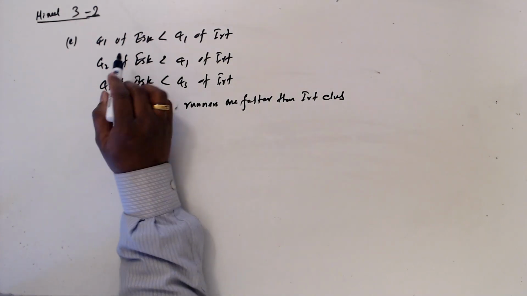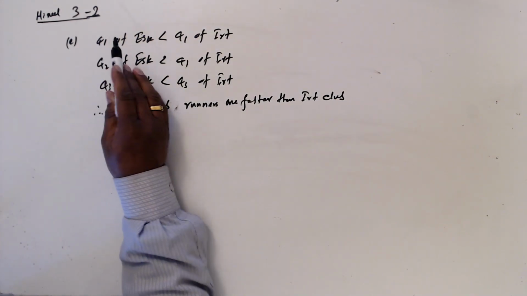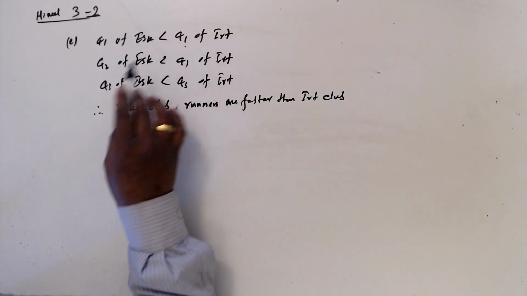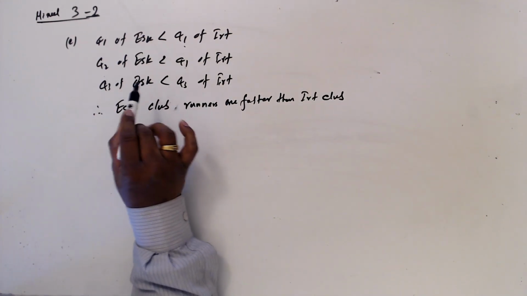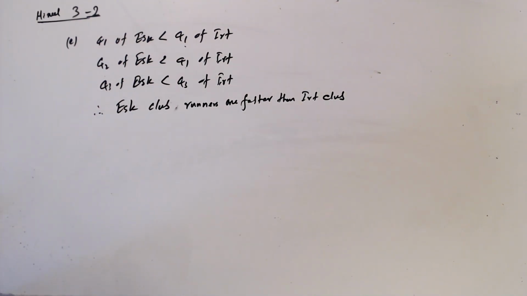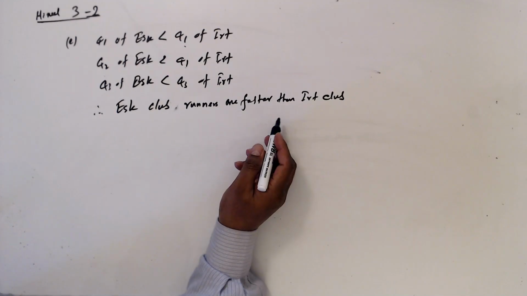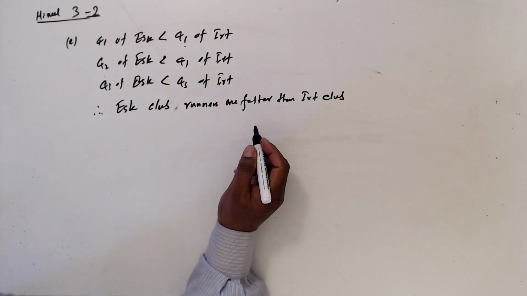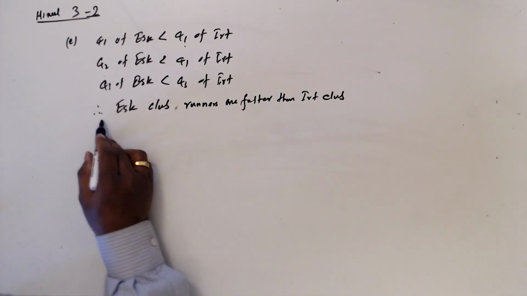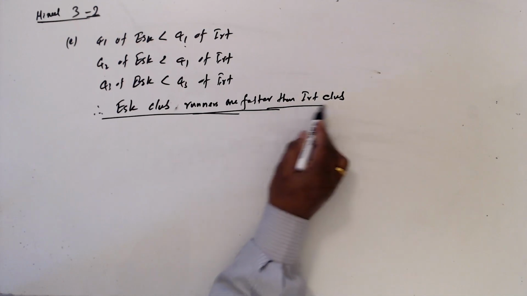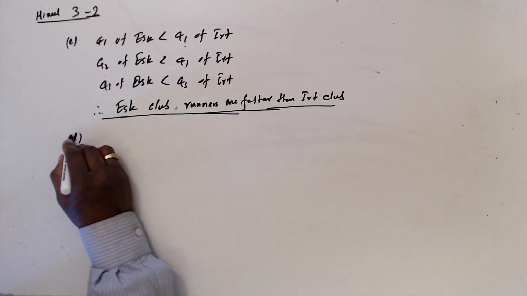In general, we can see Q1 of ACE is less than Q1 of IIT, and Q2 and Q3 follow the same. Hence, the ACE club runners are faster than the IIT club. So, question E: what is your conclusion? The conclusion is that the ACE club runners are faster than the IIT club runners.